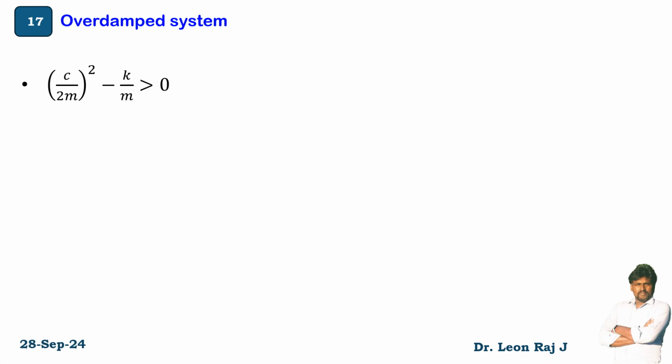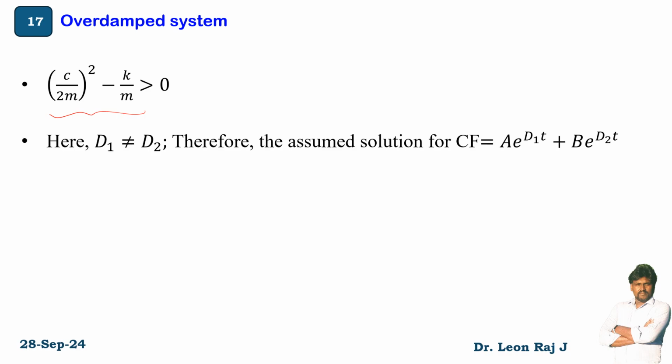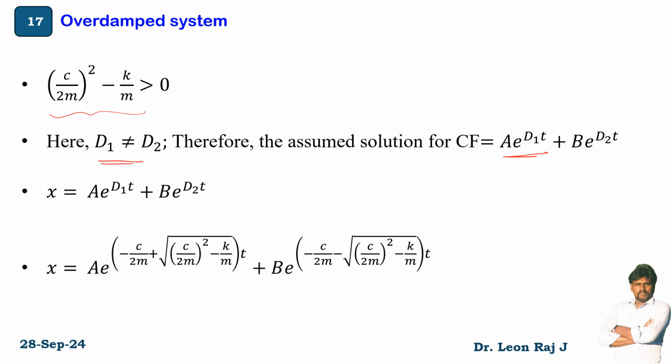Then overdamped vibration: if (c by 2m) whole square minus k by m is greater than 0, here d1 and d2 are not equal. Therefore, the assumed complementary function is x equal to a e power d1t plus b e power d2t. Here d1 and d2 are substituted with minus c by 2m plus square root of (c by 2m) whole square minus k by m, and minus c by 2m minus square root of (c by 2m) whole square minus k by m. So this is the response for the overdamped system.